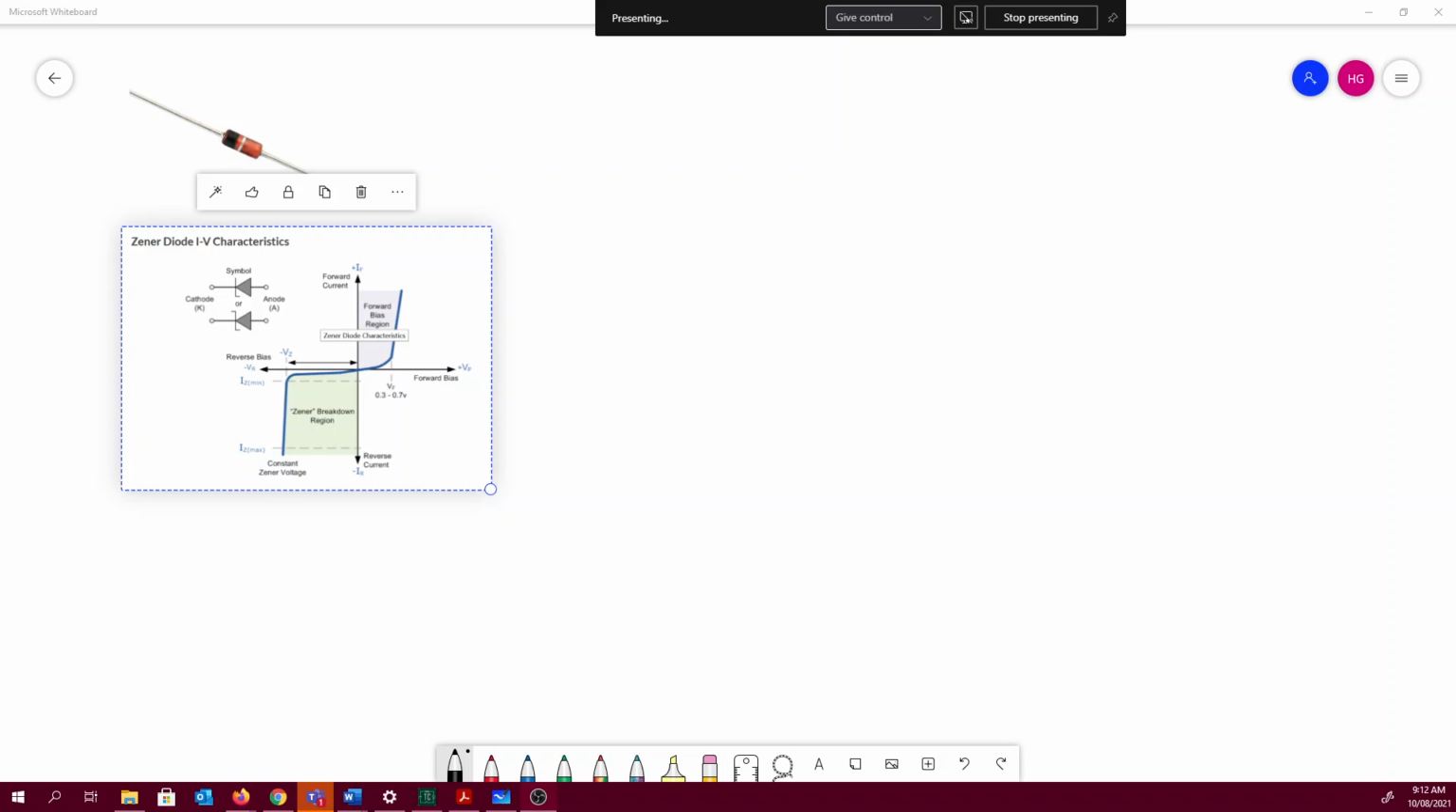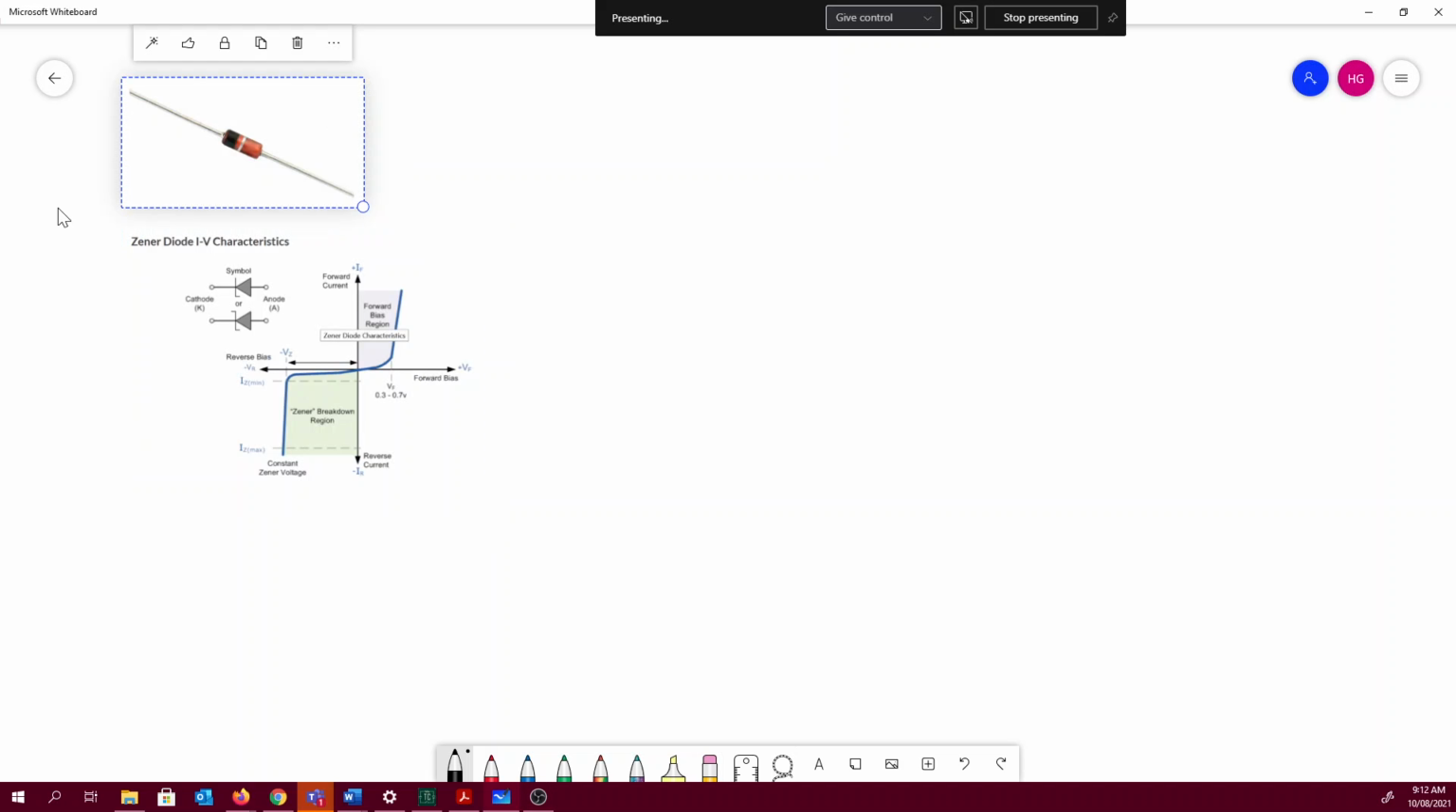All right, so Zener diodes. Zener diodes look like this, which is how you can differentiate them from regular diodes, because regular diodes are usually black with a little stripe through them. And they also have a different symbol. The symbol for a Zener diode is this fella right here.